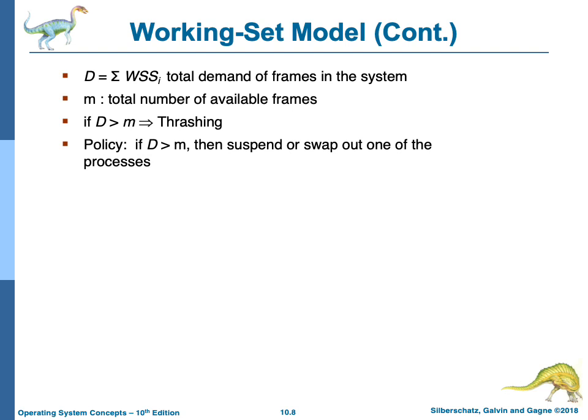So what is D? D is the total demand of frames that we have in the system from all the processes in the system, and M is the total available frames that we have in physical memory. So whenever we detect that D, the total demand, goes beyond what we actually have, which is the total number of frames in memory, then the system has to start suspending or swapping out processes in order for us to go below M again, which is the total number of available frames.